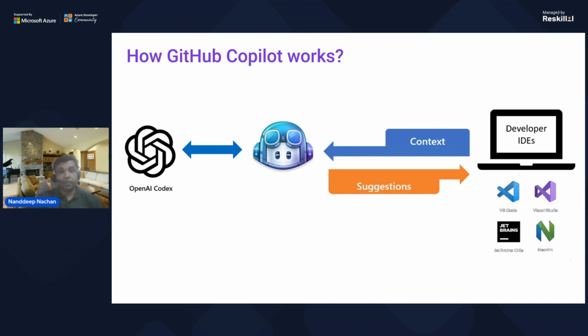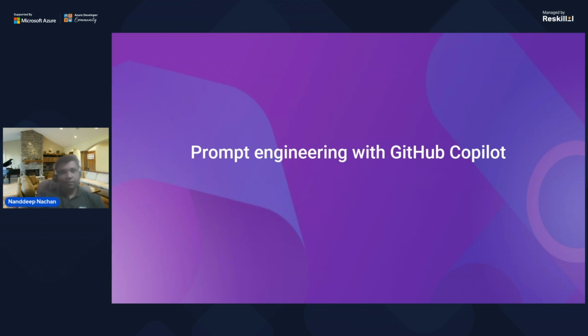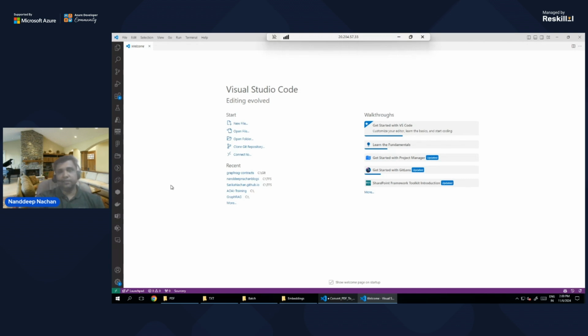Okay, so now let's talk about prompt engineering with GitHub Copilot. But before that, let me just go into the IDE and show you how GitHub Copilot looks. So right now I'm in Visual Studio Code, and here you can see that right now I do not have GitHub Copilot configured, but let me just show you how you will be able to use GitHub Copilot.